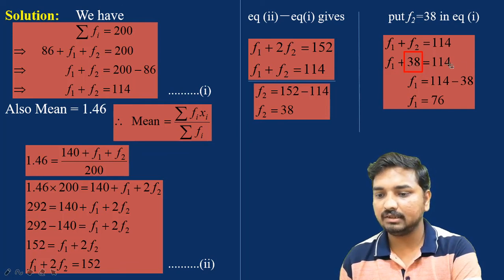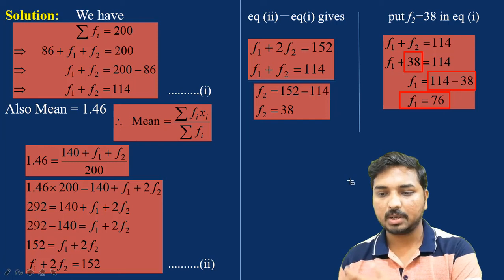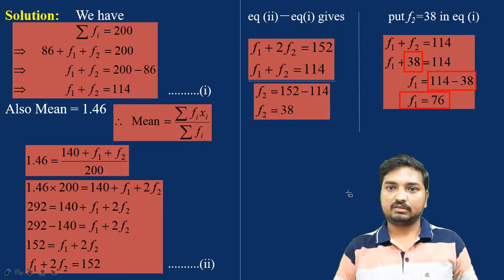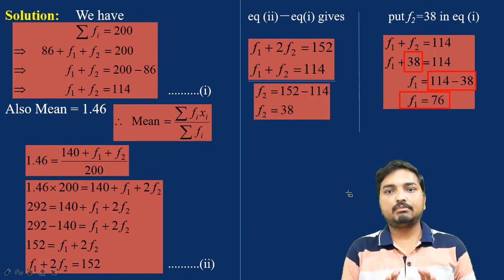F1 plus 38 is equal to 114. If you shift 38 towards the right side, 114 minus 38, if you subtract this one, you will get F1 is equal to how much? 76. This is the way how to find out two unknown frequencies. Just remember the method.